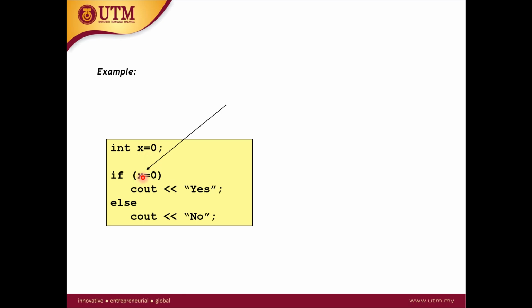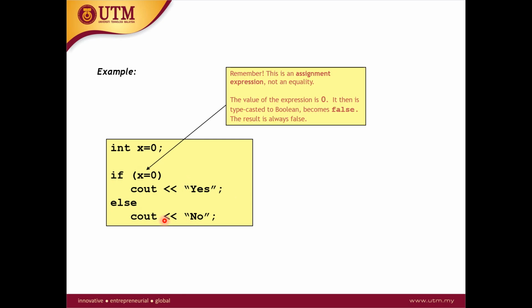In order to compare two values, you need to put a double equals sign. So x equals 0, if x == 0, that means the value inside this condition is going to be 0. That means it is false, it's not true. If it was true, this one is going to be executed, but now it is false, and the else part is going to be executed. The output is no.